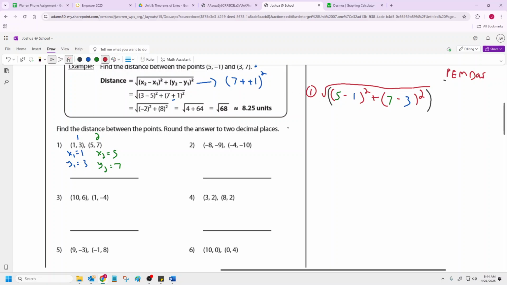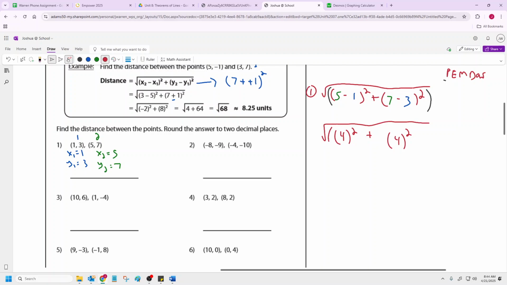Now I'm going to show you the second step. We are going to keep the square root. That's not going away. And then here we go. We're going to do the interior parentheses first. 5 minus 1 is 4. And then we have the squaring right here. Now we have 7 minus 3, which is also 4, and we're going to square it as well. So the 7 minus 3 became 4, this 5 minus 1 became 4, and these are both being squared.